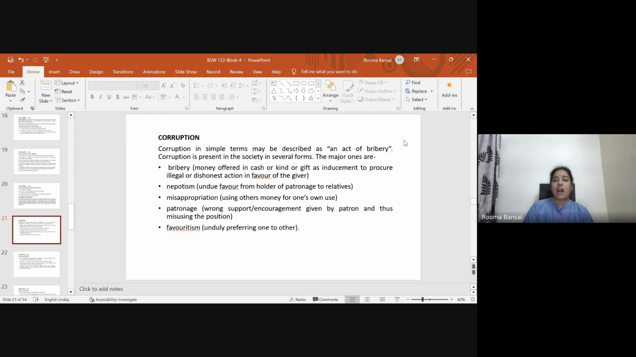Next, nepotism. Undue favor from holders of patronage to relatives. It means if any person or family has some power, then this family is supporting the next generation or relatives and providing undue favor. Suppose an individual is working in the government sector and is in a very good position, he has power or rights to hire or recruit a few people on a contractual basis, and he gives this favor to his family members or relatives. This is providing undue favor.